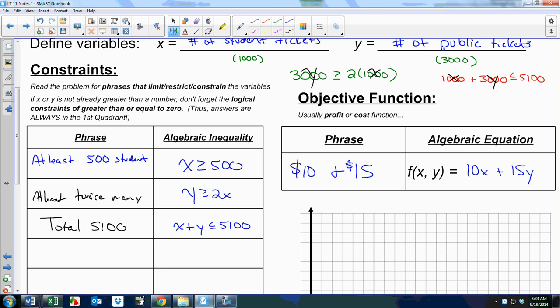Now you've used all the information. You've got your inequalities to graph. You've got your profit function. But the thing that we forget the most, I just forgot it and forgot to address it, and I'm just now remembering it. Logical.